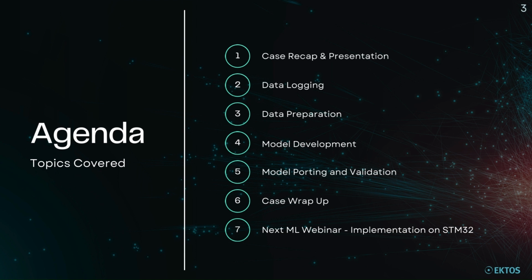Number 5 is model porting and validation. We will move the smart algorithm onto a powerful platform and make sure that it works like a charm. Then, as step number 6, we will wrap up everything and quickly summarize what we have achieved, what we have learned, and what might come next. Last but not least, of course, we will give you a sneak peek into our next adventure. We are going to dive into machine learning on ESP32 in our upcoming webinar. Exciting stuff, isn't it?